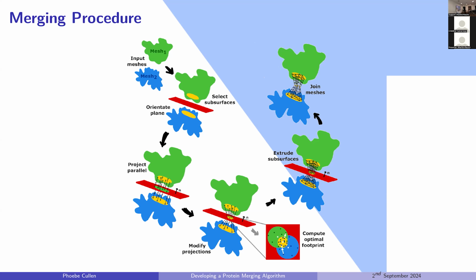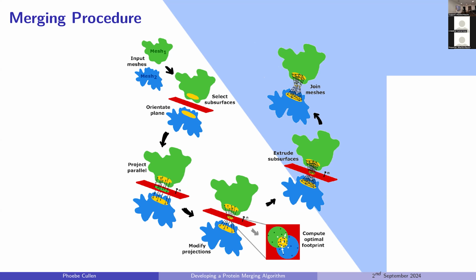The protein subsurface vertices are then reprojected onto this shared footprint before extruding the subsurfaces up to the footprint. So you're forming this bridge I was mentioning earlier, building up new cells, before finally joining the meshes so they form one body there. Now, just to note, this is just showing one merge event. However, the application of this software will be used to simulate many merging events simultaneously. So this is just a simplification.